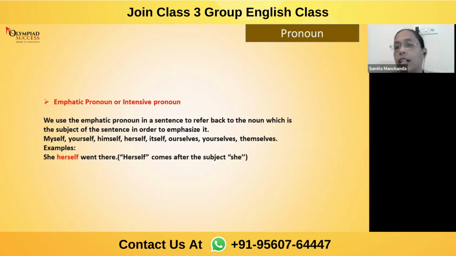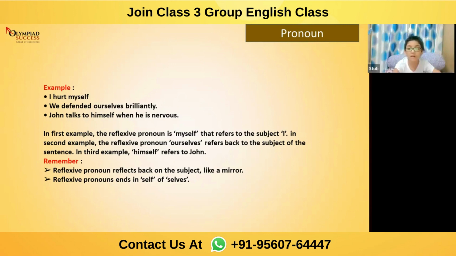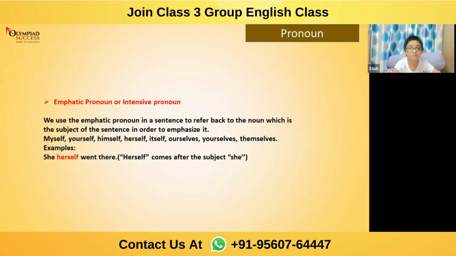So what difference did you find between the previous sentence and this sentence? What is missing in this sentence? Only she herself. Between these two words, anything is missing? In this, there was a verb between subject and myself. First sentence: I hurt myself. The verb is there between subject and myself. But in this, there is no verb between she and herself. Yes, ma'am. This is the difference.